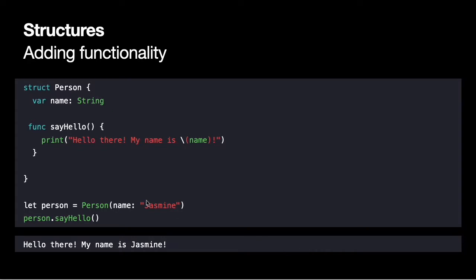Structures can have behavior. In this case, we've added a function to the structure, sayHello, which prints out the message. When you have a function inside a structure, it's called a method. And so here we create a new person whose name is Jasmine, and then we can call the method by using the dot syntax, and then we use the standard function syntax where we have parentheses at the end. In this case, this method does not have any parameters, so we have just parentheses without any parameters inside.